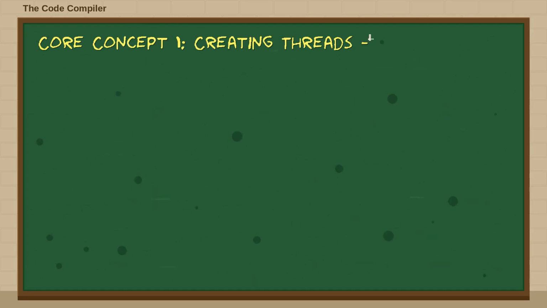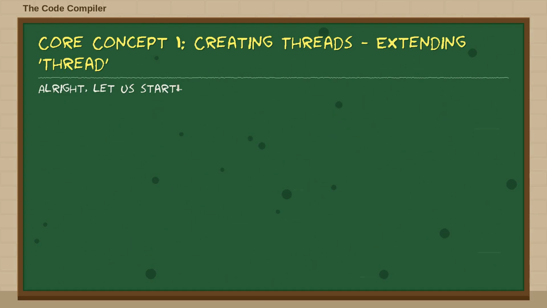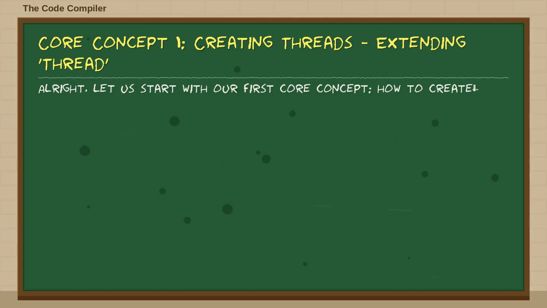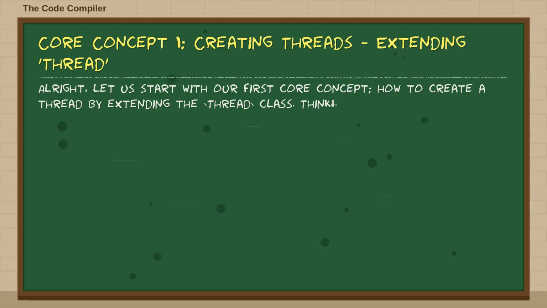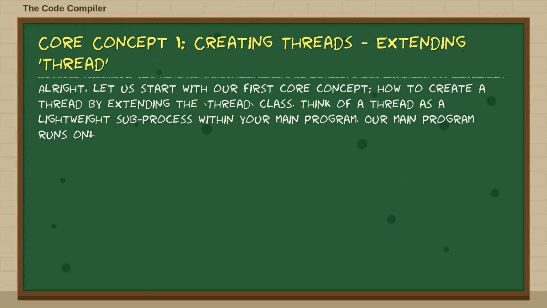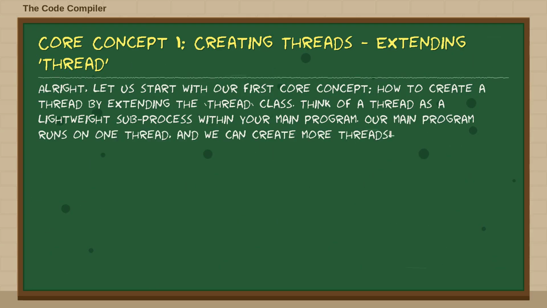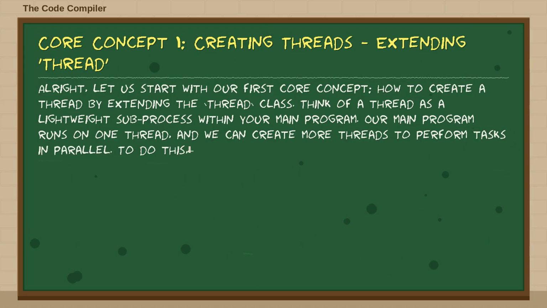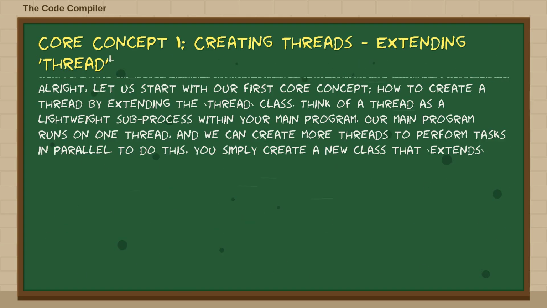Alright, let us start with our first core concept, how to create a thread by extending the Thread class. Think of a thread as a lightweight subprocess within your main program. Our main program runs on one thread, and we can create more threads to perform tasks in parallel. To do this, you simply create a new class that extends Java's built-in Thread class. Inside your new class, you must override the run method. This run method contains the code that the new thread will execute.